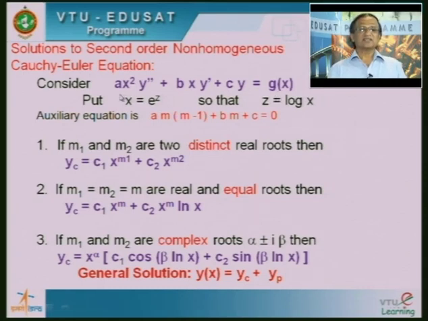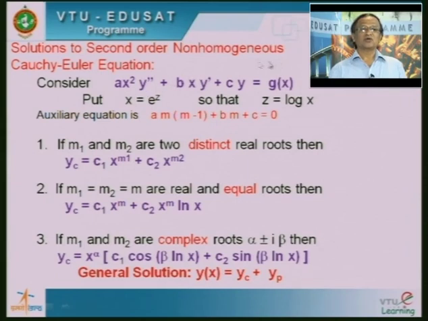Right. In the last session we discussed the homogeneous Cauchy-Euler equation, where the right hand side is equal to 0. Then we converted the Cauchy-Euler equation into a linear differential equation with constant coefficients. How did we convert it? By using the substitution. What is the substitution? x is equal to e to the power z, so that z is equal to log x. Is it clear? Exactly in a similar way, now we want to solve a non-homogeneous Cauchy-Euler equation.